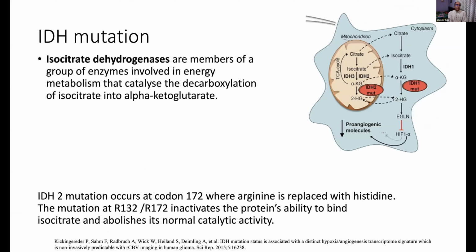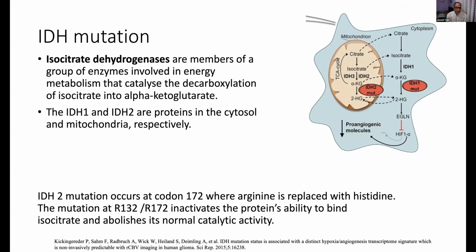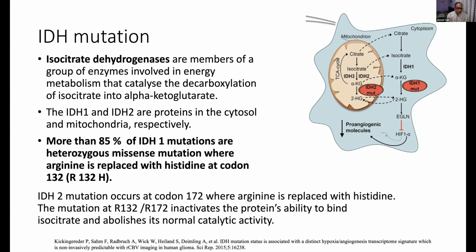Coming to another important mutation, the isocitrate dehydrogenase mutation. IDH is a member of the enzymes involved in energy metabolism, and they catalyze the decarboxylation of isocitrate into alpha-ketoglutarate. They're present in both the cytosol and the mitochondria. More than 85% of IDH mutations are linked to arginine replacing histidine at codon 132. Overall, the presence of this mutation in an astrocytic tumor as well as in oligodendroglioma is a very favorable prognostic factor.